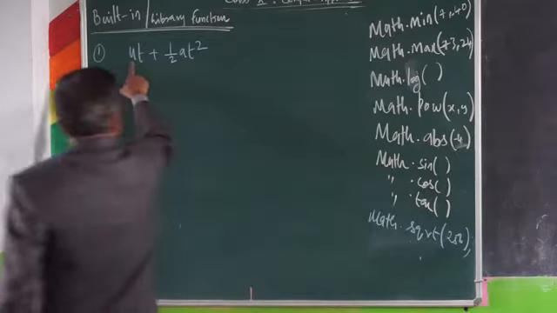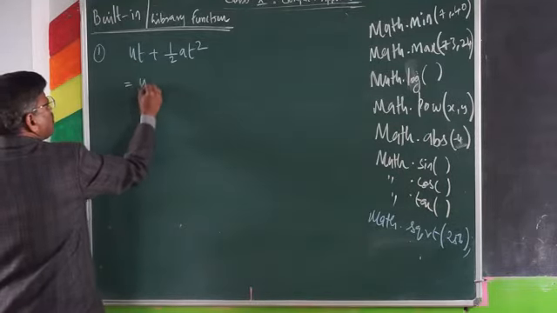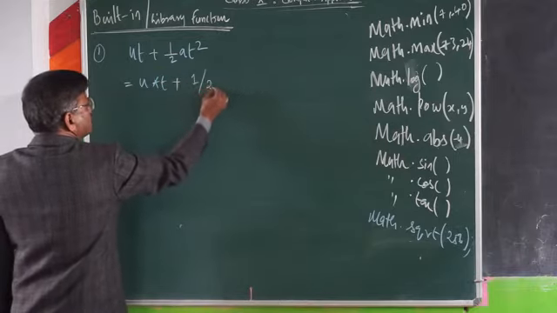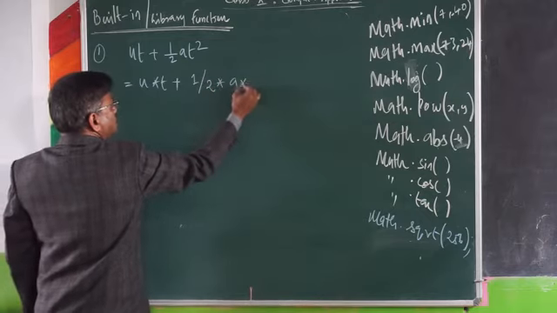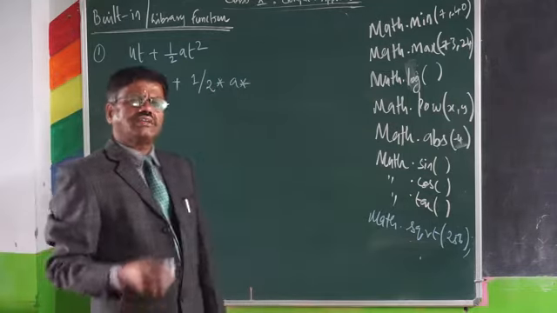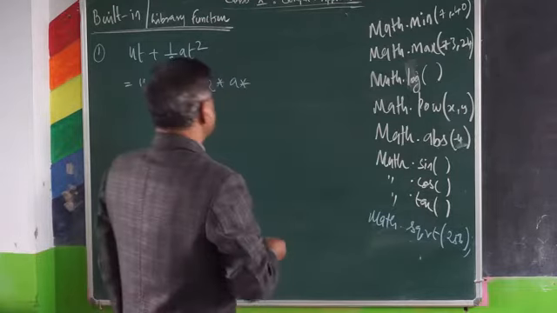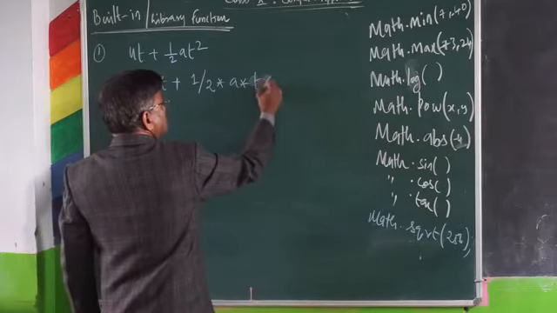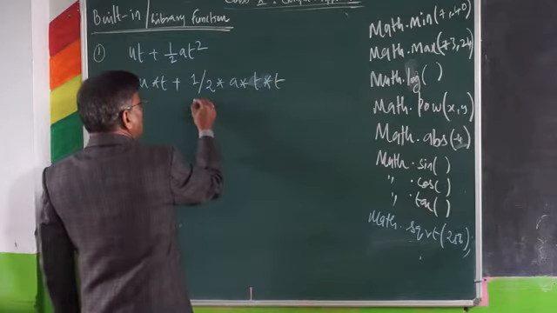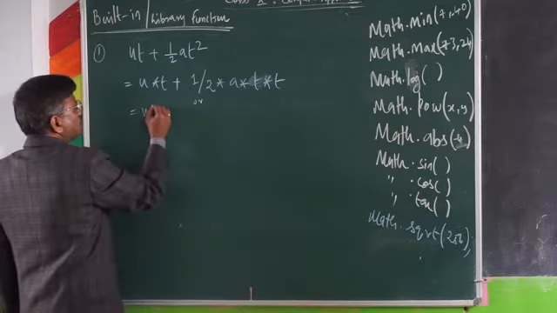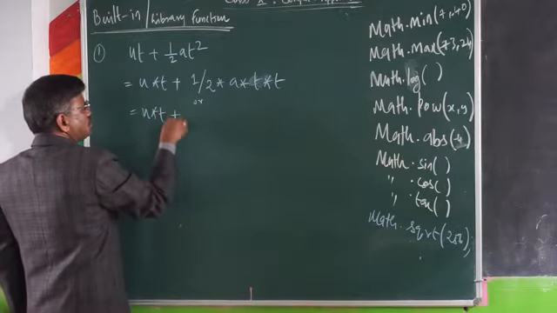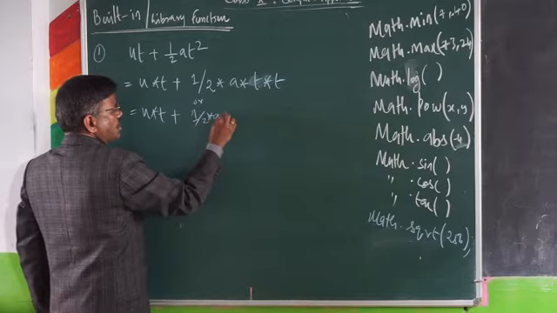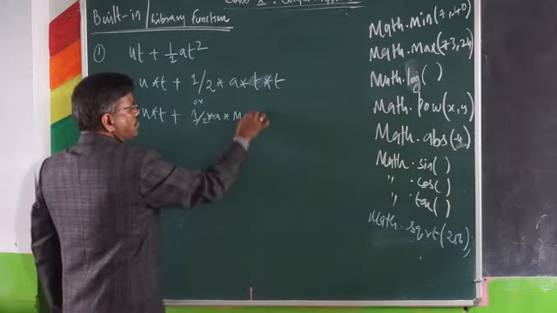Here I go. Between u and t, it has to be u into t plus 1 by 2. Division is always written as a slash, into a into t square. You can write t into t, or Math.pow(t, 2), whichever you want. The same thing may be written as ut plus half of a into Math.pow.